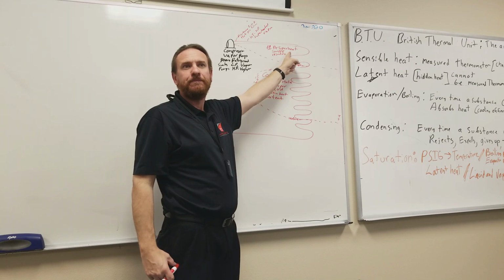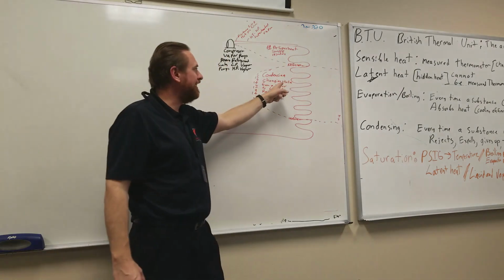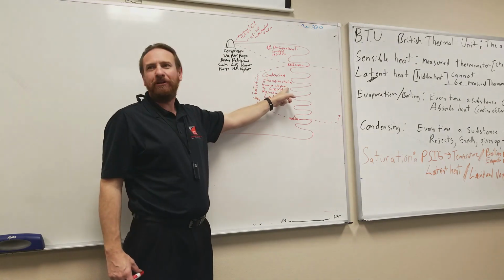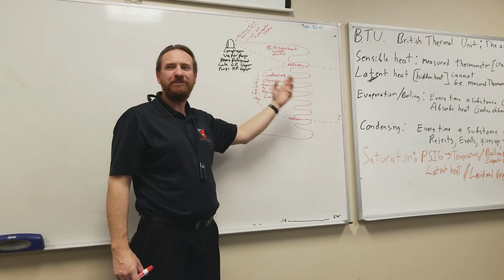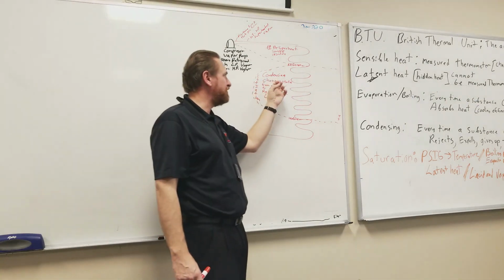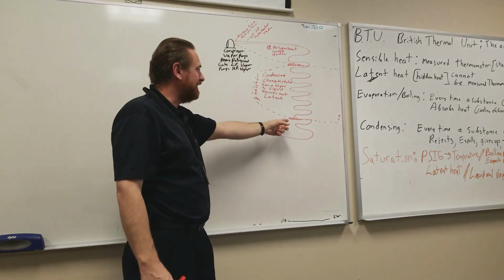Above, because this needs to be warmer than the air to get heat to leave. Now this, is it equal to, above, or below the air temperature? Above, because we need to have a temperature difference to have heat transfer. So saturation has to be above the air temperature to get the heat to leave the refrigerant and go to the air. Now here, it's 100% liquid.